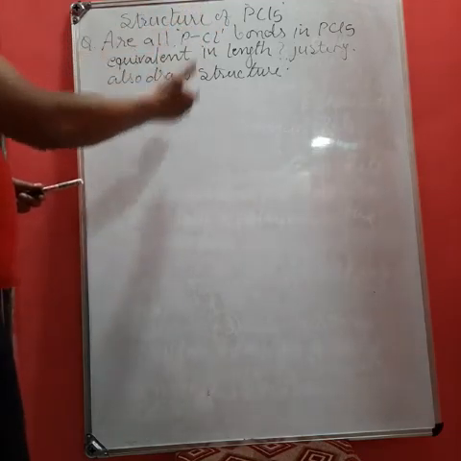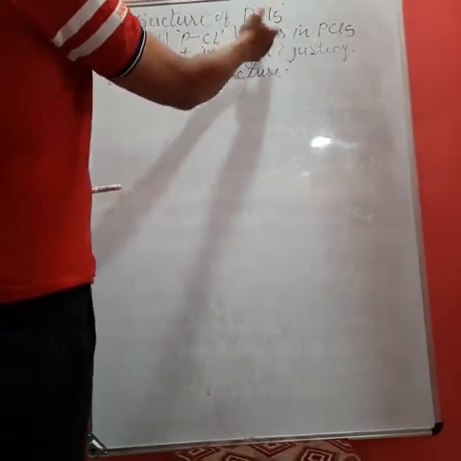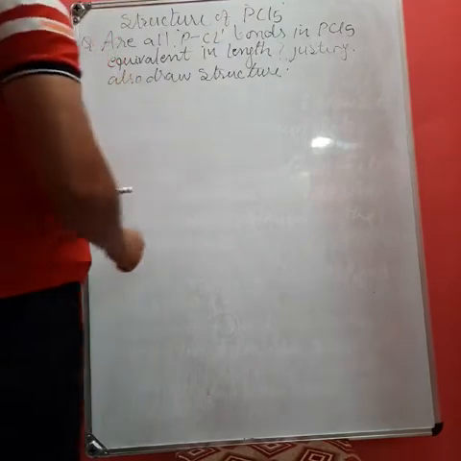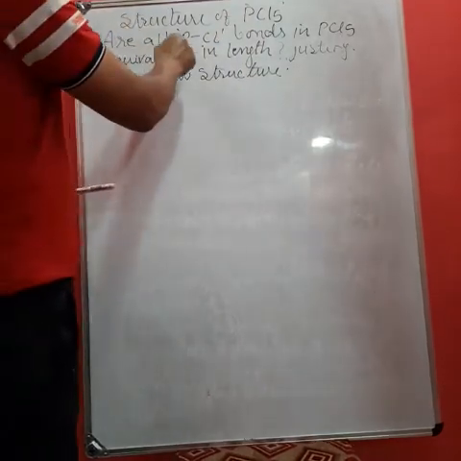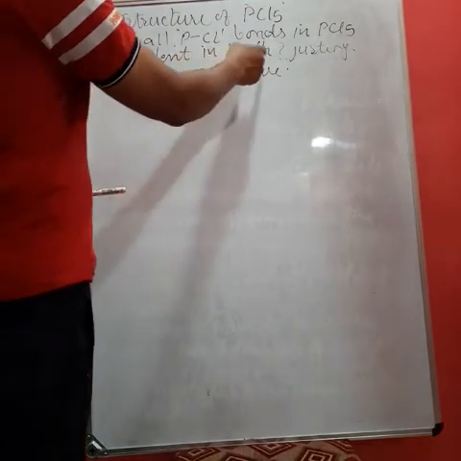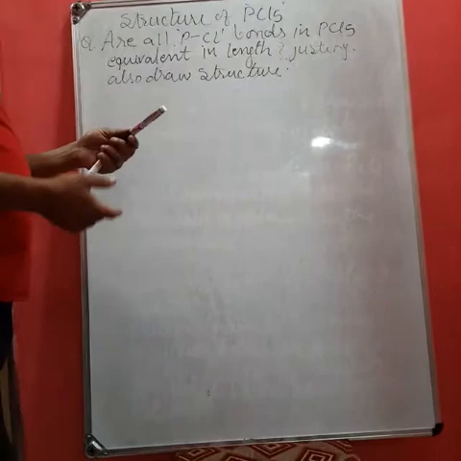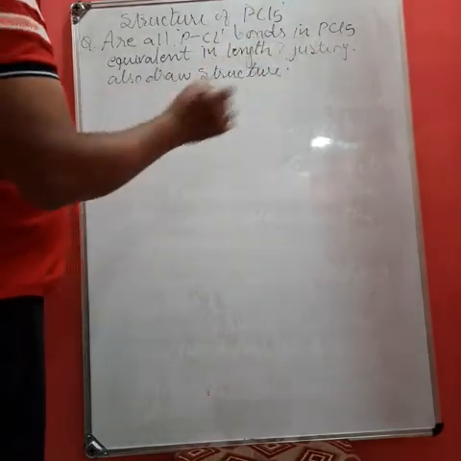Regarding this, there is one question: actually there are 5 P-Cl bonds, therefore, are all P-Cl bonds in PCl5 equivalent in length? We have to justify the answer by drawing the structure.